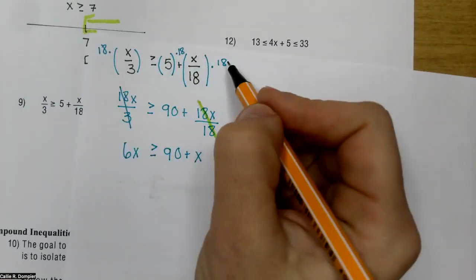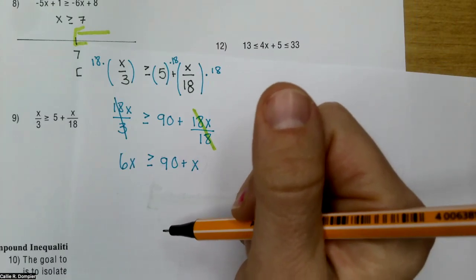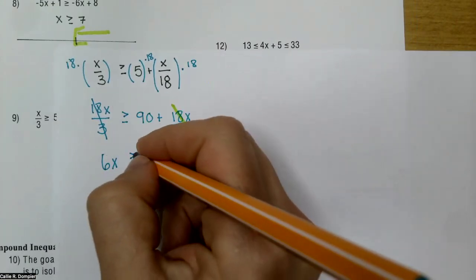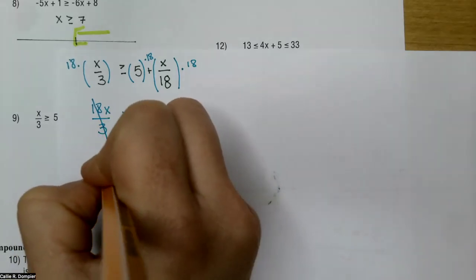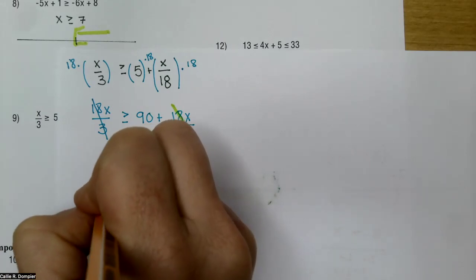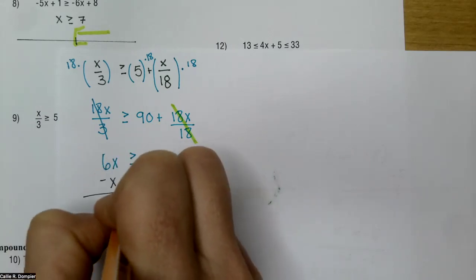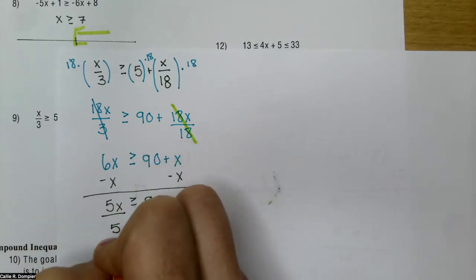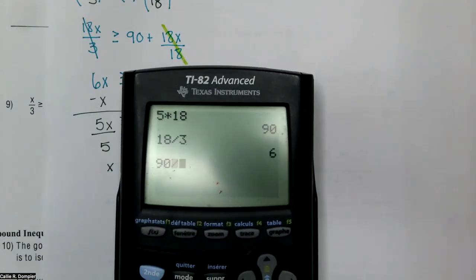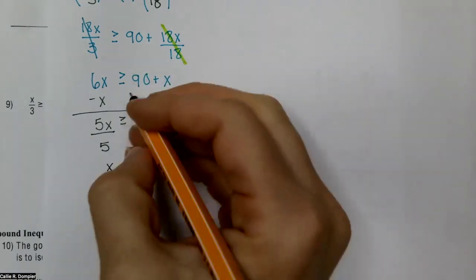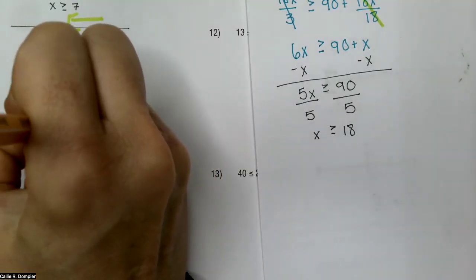Good. We multiplied everything by a positive 18, so we don't need to change the sign. We change the direction of the sign if we multiply everything by a negative. Okay. Now we have 6x greater than or equal to 90 plus x. I'm going to move that one x over by subtracting x. 6x minus x is 5x greater than or equal to 90. Now I'm going to divide both sides by a positive 5. And I get x is greater than or equal to 18. So that is x is greater than or equal to 18.